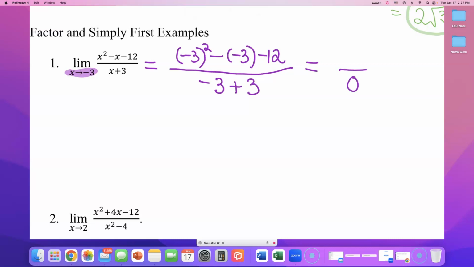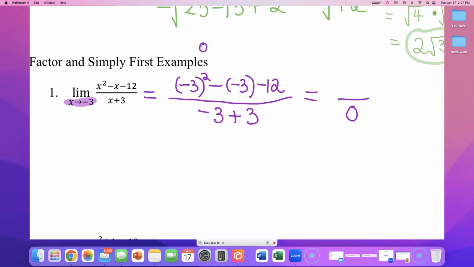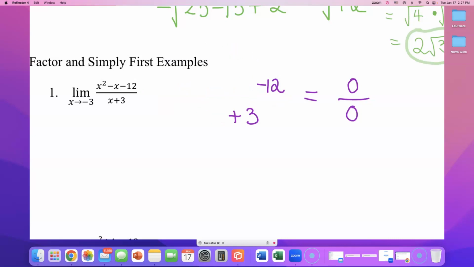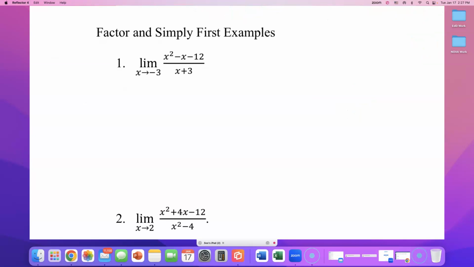You can't divide by 0 in math. And if you work out the numerator, I think that also comes out to be 0. Let's take a look. That's 9 plus 3 minus 12. Yes. So if you get this 0 over 0, okay, then you need to try a different method, okay? I'll show you a different method. And for this method, you will need to remember how to factor some trinomials, okay? All right, take a look. I'm going to factor and simplify first, okay?